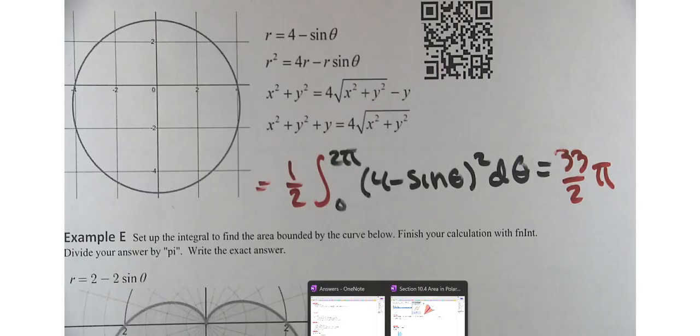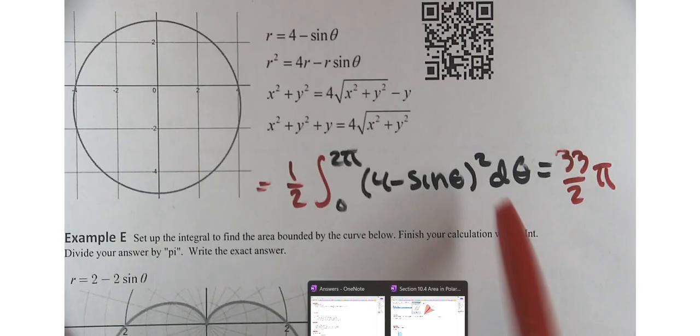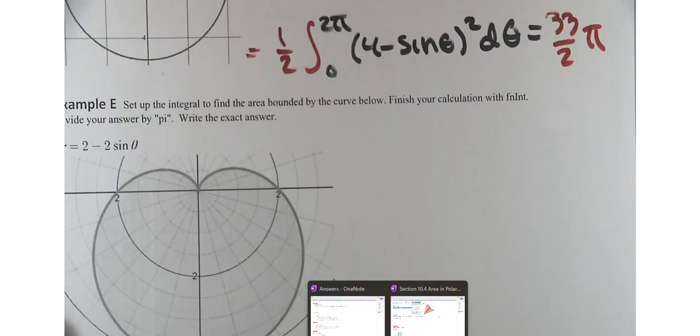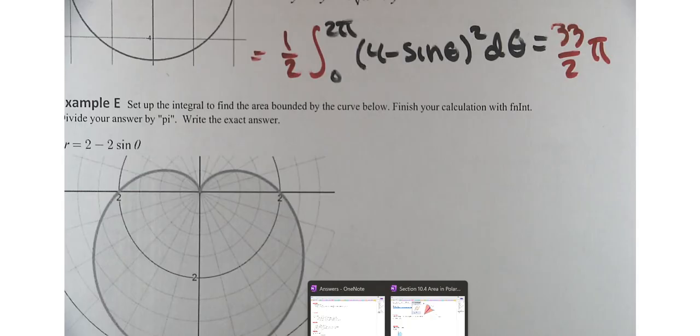All right. Nothing wrong with checking your answer that way. If I want you to finish with FN int, that's a little bonus point if you can give me an exact answer by doing something like that.